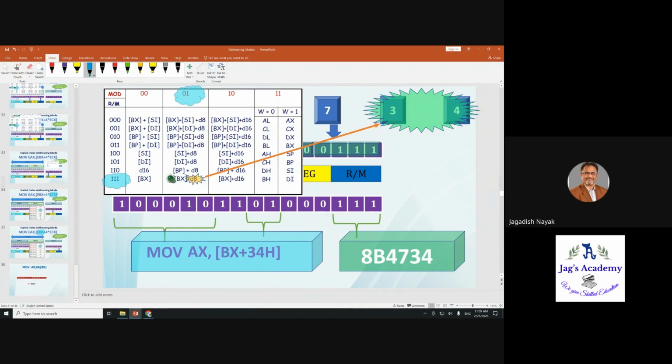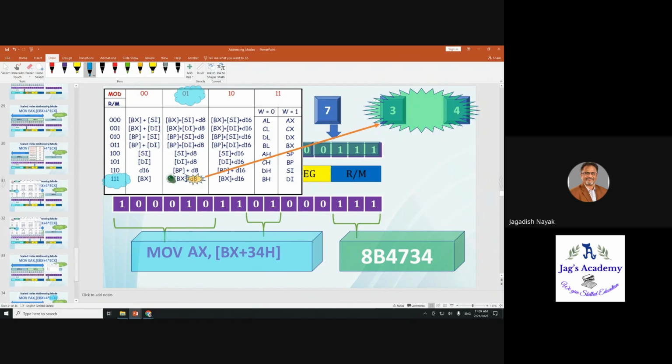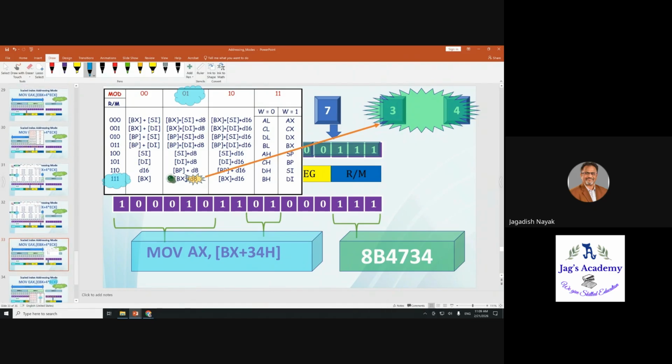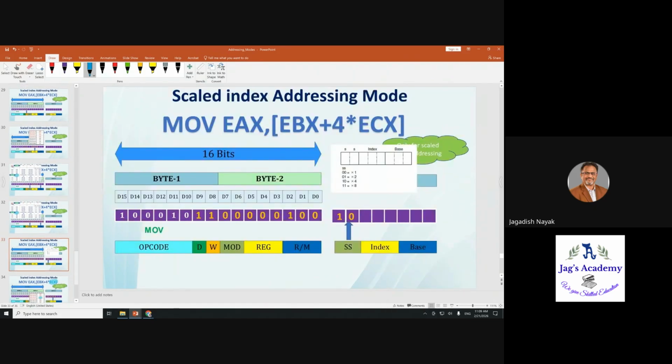In the class, I will do the scaled index addressing mode. There's one more compensatory class I have to take. I will take it next Saturday, so that whatever syllabus is required for your midsem and your quiz will be completed by that time. Whatever we are lagging with respect to other classes, we will be able to complete.